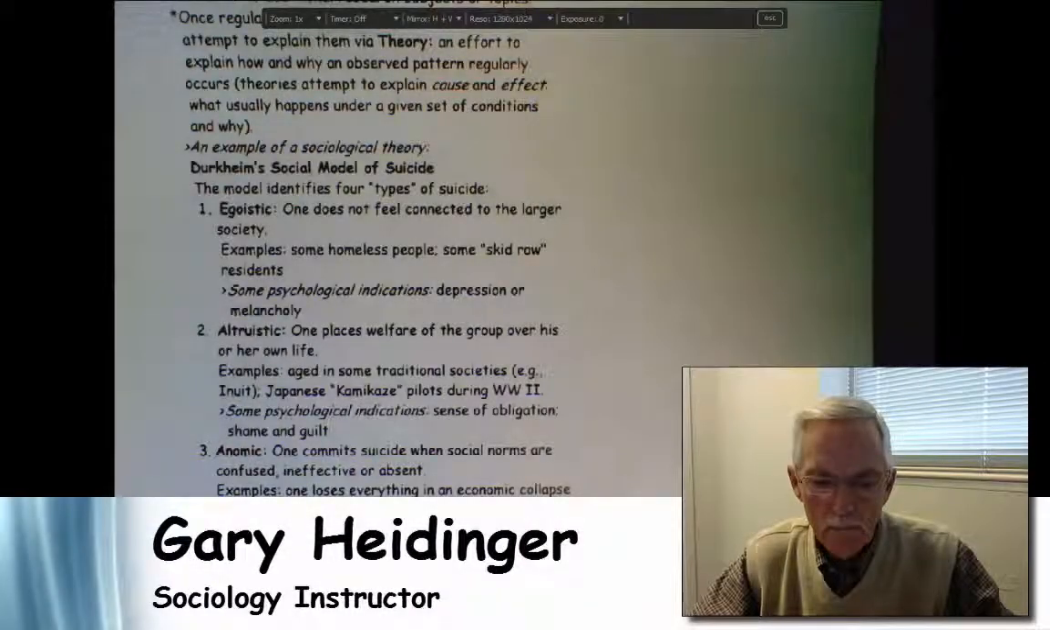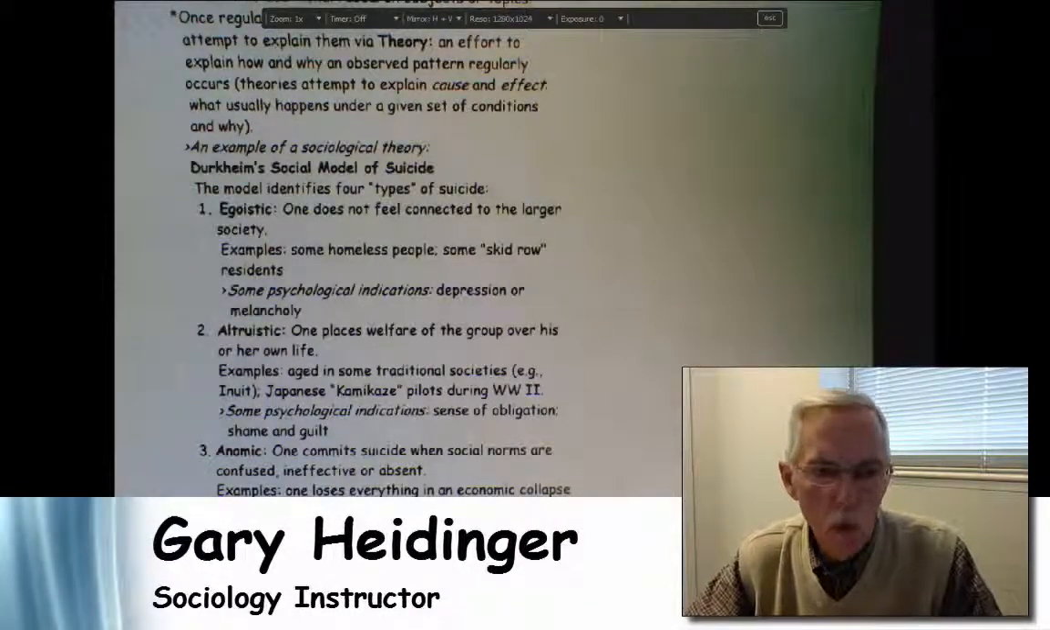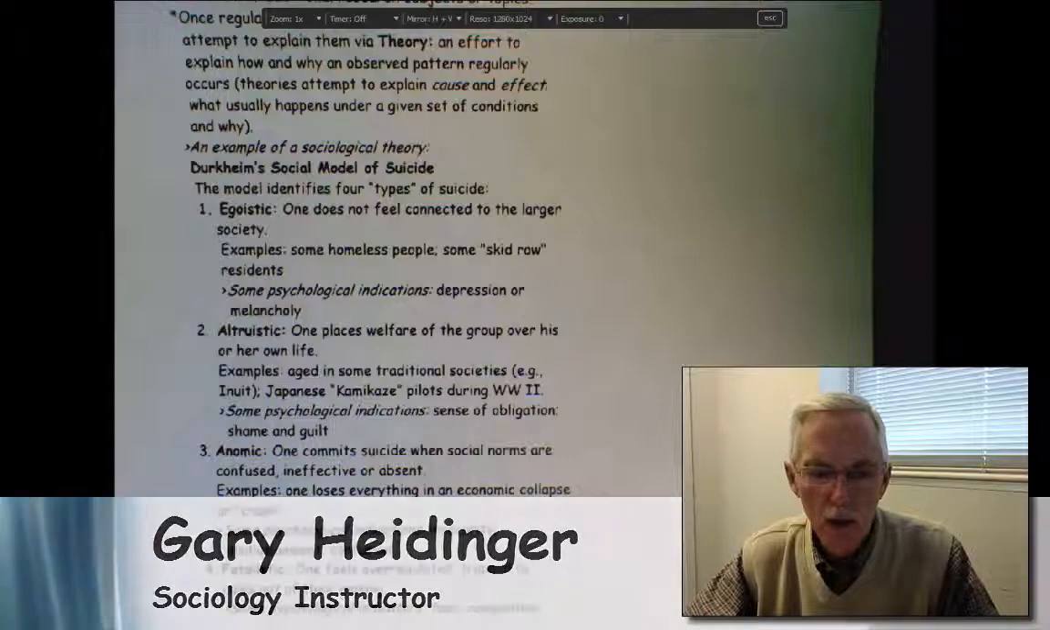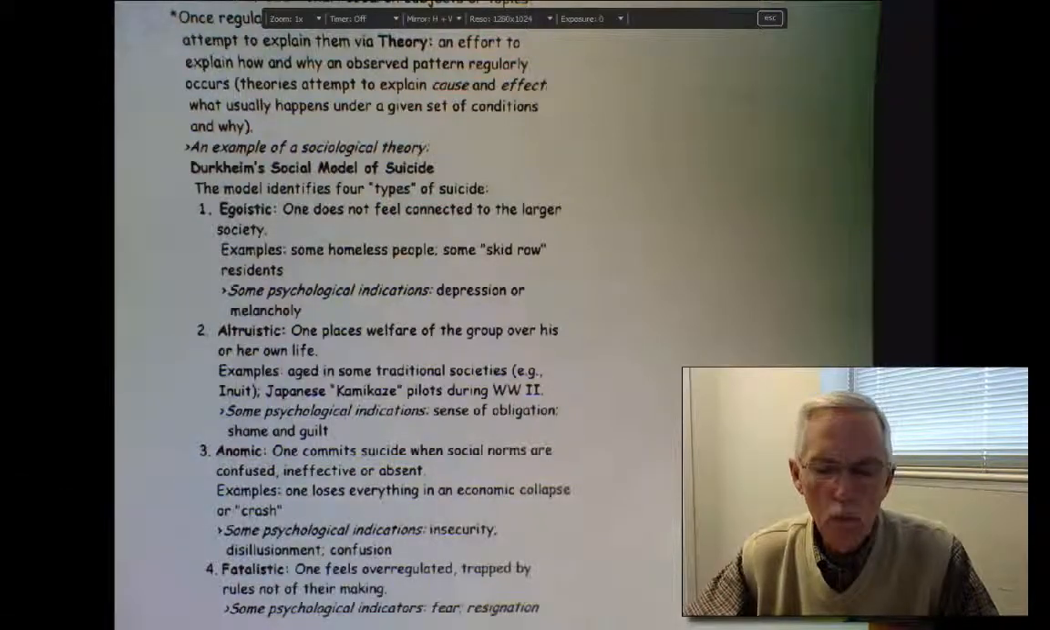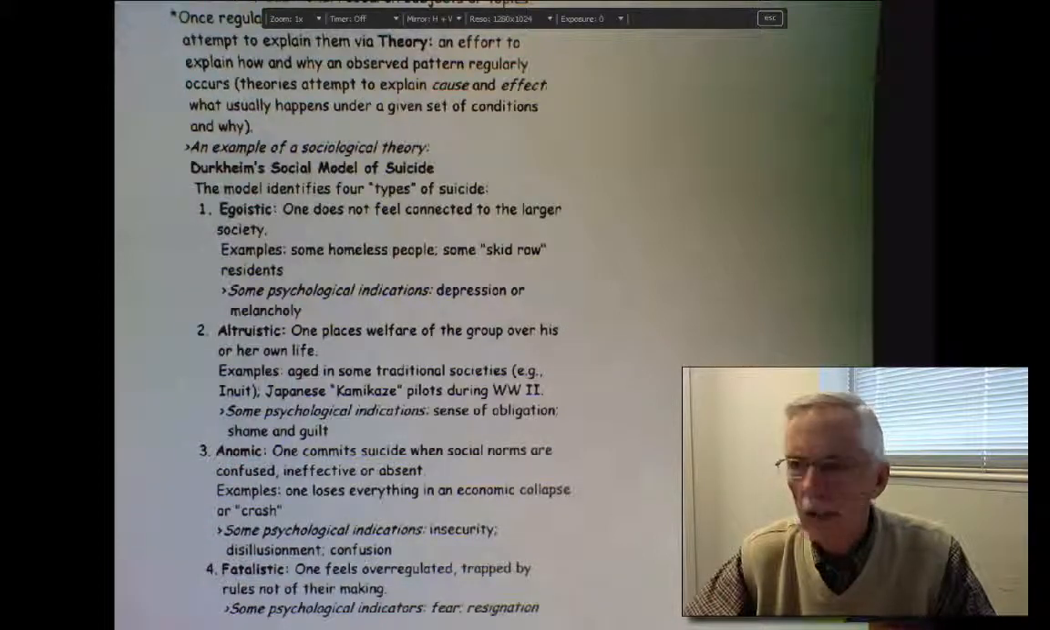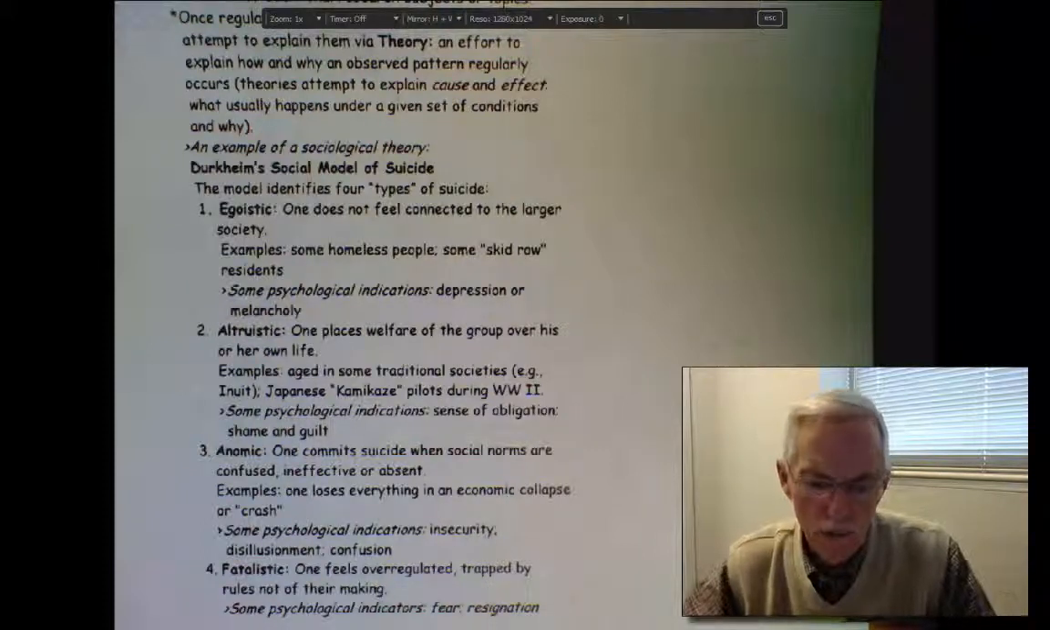Hi everyone. This is lesson 1.4 in which we are going to focus some attention on theory formation in sociology. In lesson 1.3 we looked at kind of the guts, so to speak, of the scientific method. Bear in mind that research and theory are the very essence of sociology. If you will notice on page 6 of study guide number 1, I've given you some information about theory.